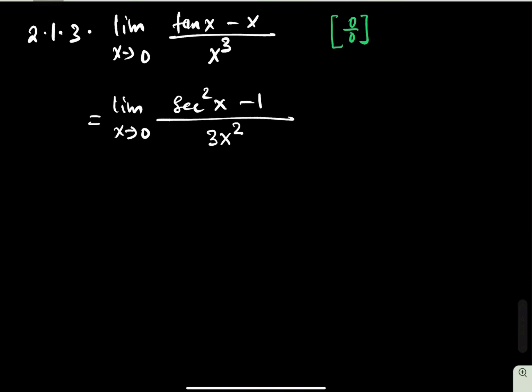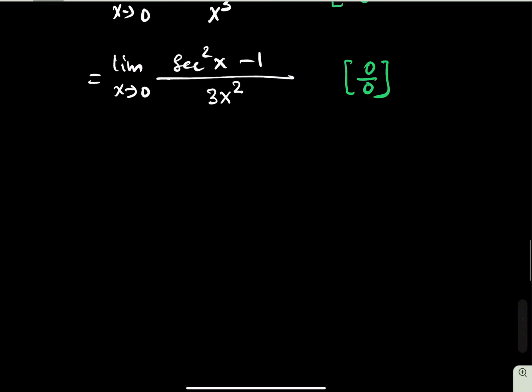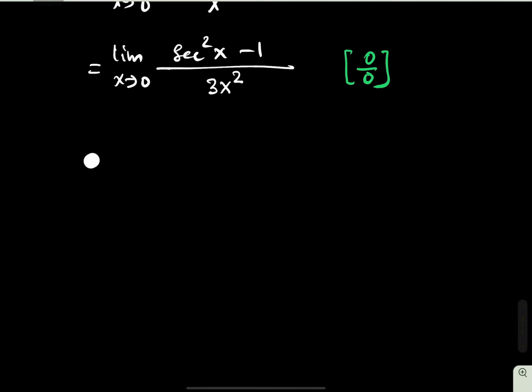Think about it. Sec squared is the same as 1 over cos squared. But cos 0 is 1. So this is 1 minus 1 there, so that is really 0. So obviously the denominator is going to be 0 as well. So you're going to get a 0 over 0 again. So that means it is L'Hopital's rule, you must derive it. So to do that, we are going to differentiate again.